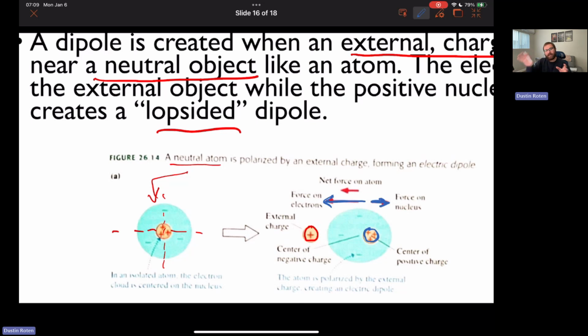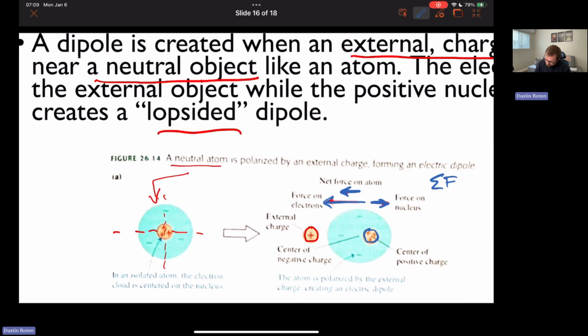So since the sea of electrons is actually just a little bit closer to the external charge, this force is going to be stronger than the repulsive force from the nucleus, from the protons. So when we sum the forces, this larger attractive force is going to win out at the end of the day. So we're going to get a net force toward the external charge.